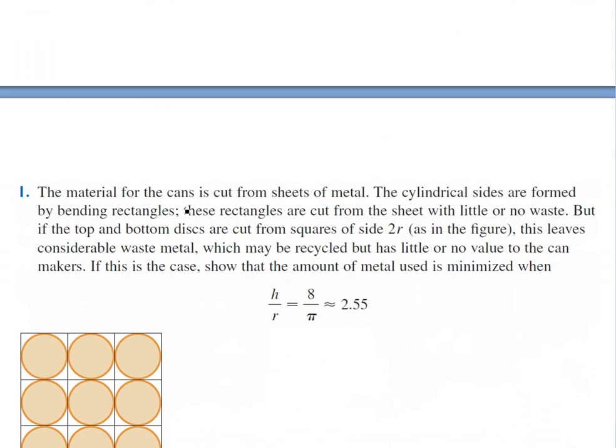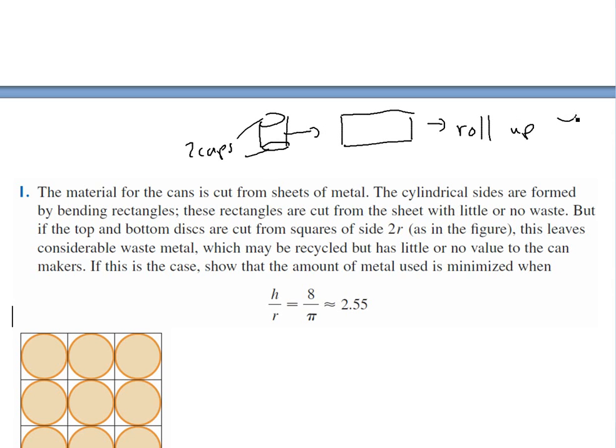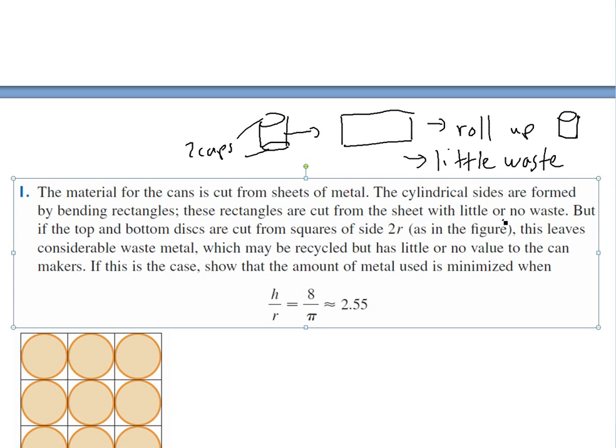Basically, the material for cans, assuming it's cut out from sheets of metal, and the cylindrical cans are formed by bending rectangles. So say you have a can like this, you're going to have 2 caps, the top and bottom, and then this one right here forms the cylinder part, and this is just a rolled up rectangle. You would just roll this up and you get something like this. And this one usually has little waste, so we can just ignore that. And it says right here, these rectangles are cut out from sheets with little or no waste.